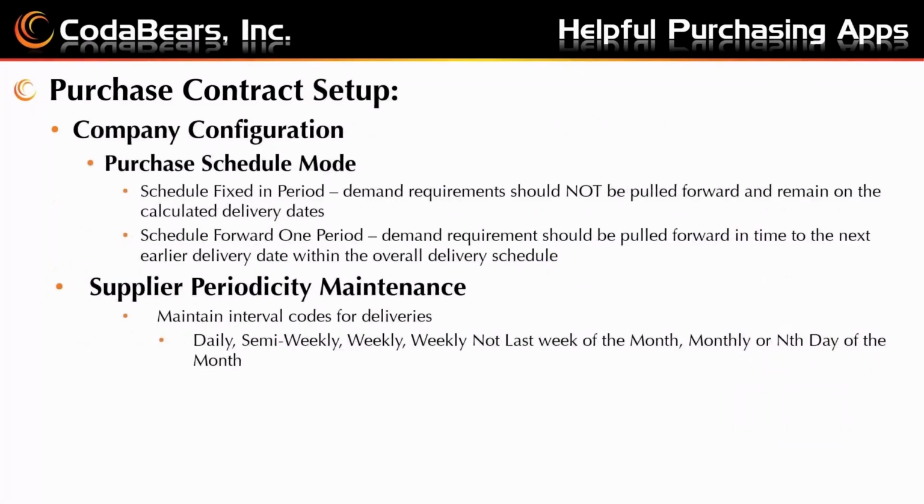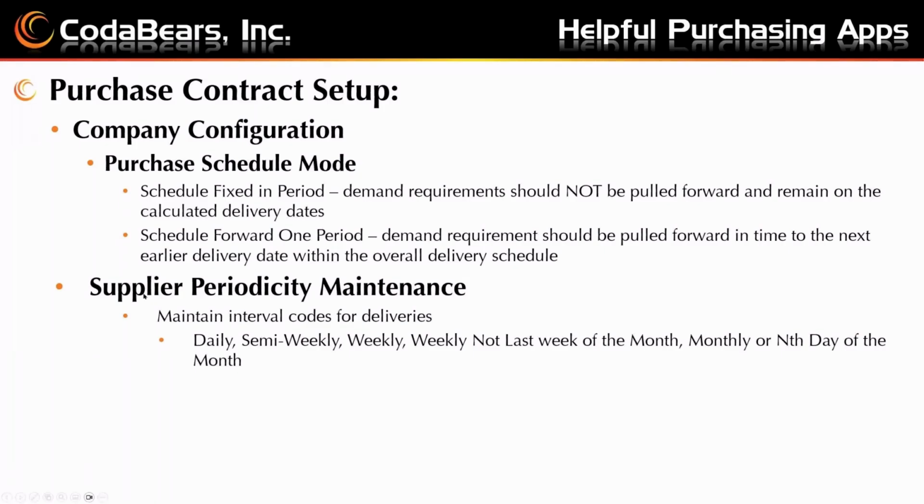In order for you to use purchase contracts, you do need to set up a purchase contract schedule. And you start with that in the company configuration. In there, you will first define the mode of the schedule. A fixed schedule period means that demand of the requirements will not be pulled forward and it will stay with the date that's calculated. Alternatively, you can schedule forward one period, where you would then allow your demand to be pulled forward into the next earlier delivery date if needed. That will depend on your business.